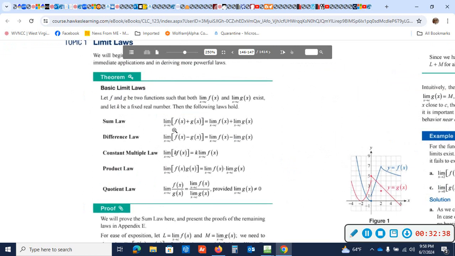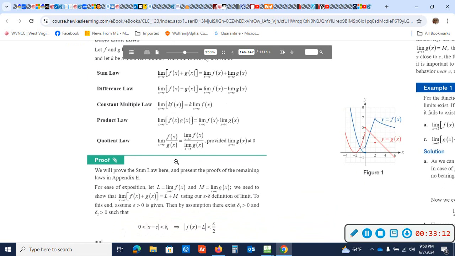2.4 says the limit of a sum is the same as the sum of the individual limits, if they both exist. The limit of a difference is the same as the difference of the individual limits, if they both exist. The limit of a constant multiple of a function is that constant multiple of the limit of that function. These all work exactly the way you expect them to. Be careful this denominator isn't 0. And the proof of these, there's the proof of the sum law here, and the others are in the appendix.